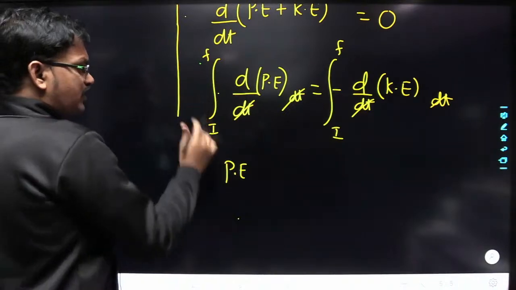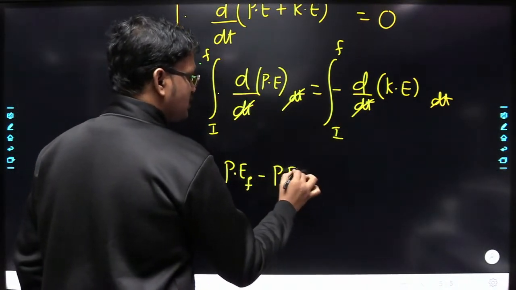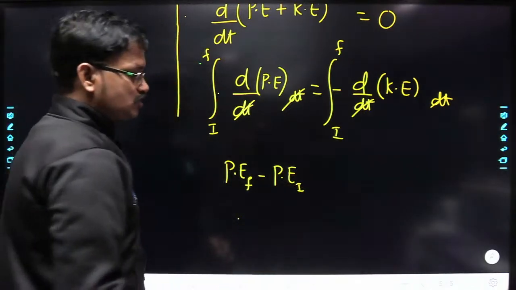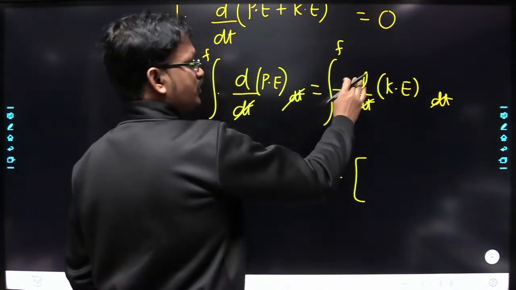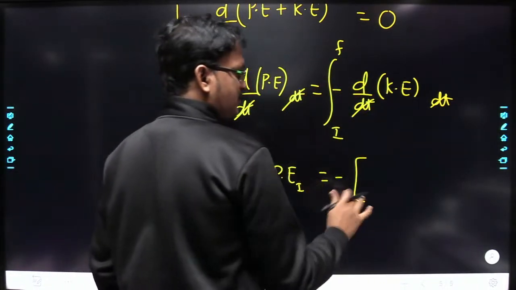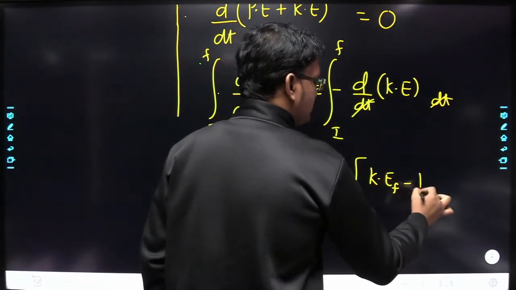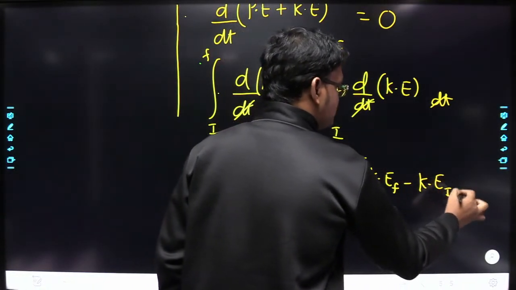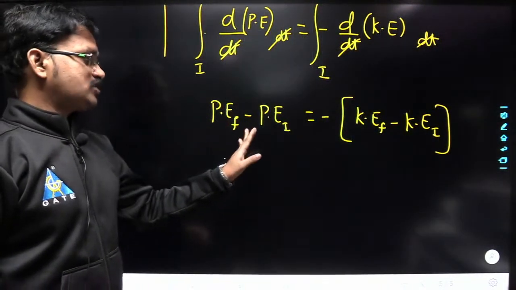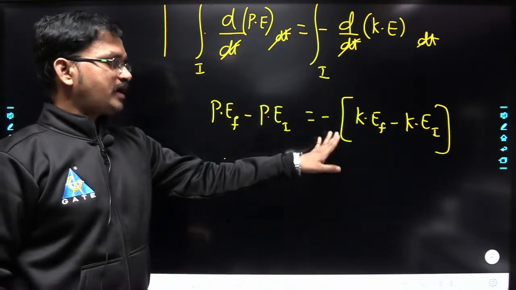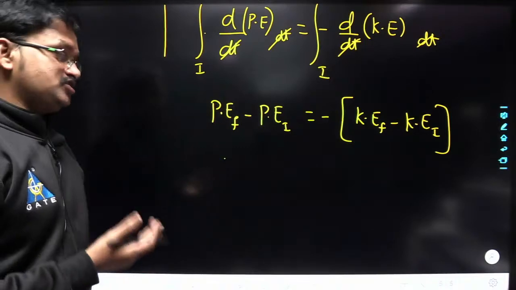So if you substitute the range, what are you going to get? Potential energy final minus potential energy initial. Understood? So this is equal to minus of... here differentiation and integration will get cancelled, so if you substitute the range, you are going to get kinetic energy final minus kinetic energy initial. Understood? So potential energy final minus potential energy initial must be equal to minus of kinetic energy final minus kinetic energy initial, understood?